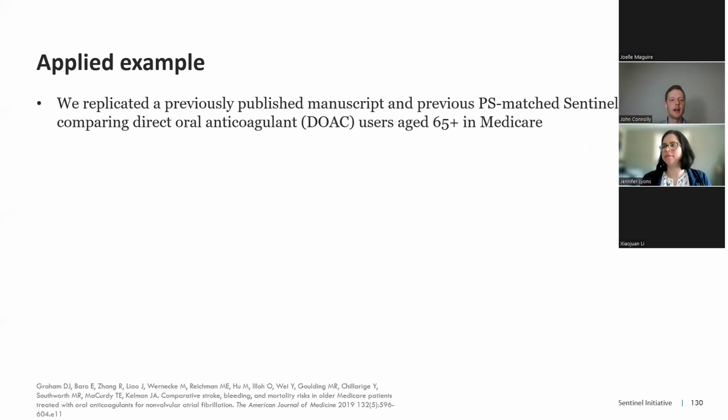So, moving on then to our applied example, where we actually use the tools to do an IPTW adjusted analysis for the first time. We chose to replicate a previously published manuscript. This is the same one that inspired our case example earlier, as well as a previously completed Sentinel analysis that used propensity score matching, because at the time we didn't have IPTW to try and replicate the original paper. So once we got it, we wanted to try it out in this situation where we have done some prior work. And specifically, we wanted to use it to compare direct oral anticoagulant, or DOAC, users who are age 65 and up within Medicare.